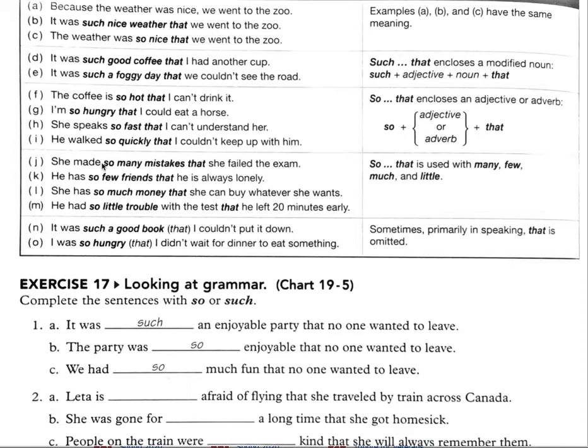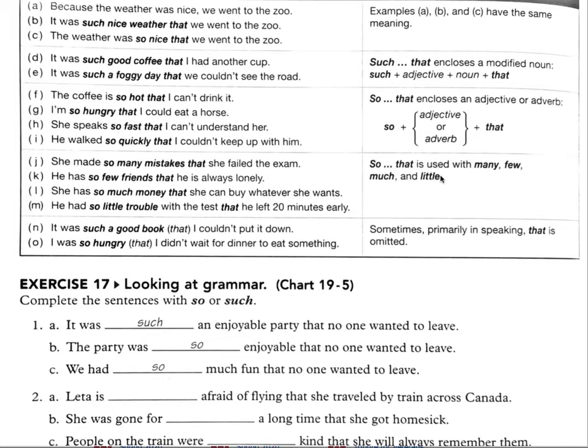So here, so and that is used with many, with few, with much or little. These are expressions of quantity, okay? So if you're using so and that, you can also use it with many, few, much, and little. That gives you an expression of quantity, okay?